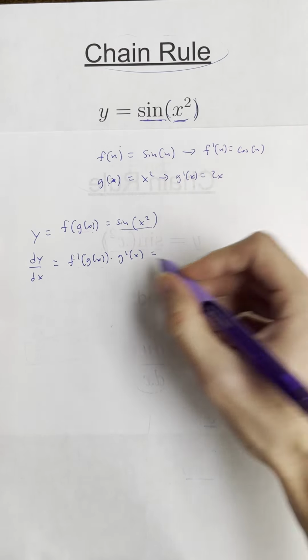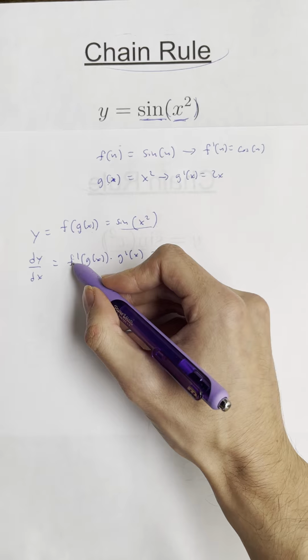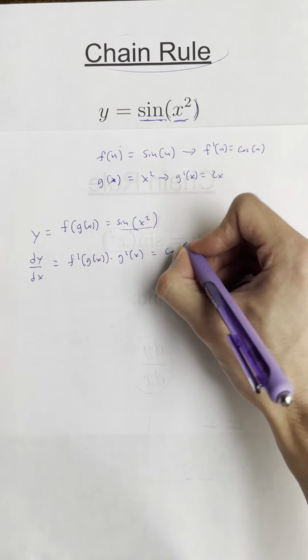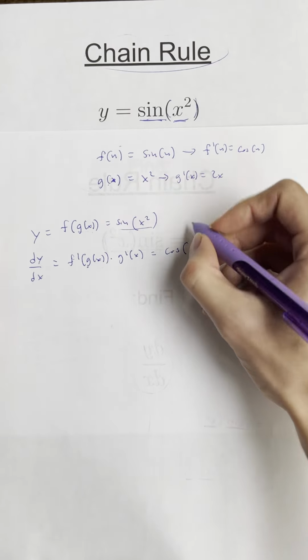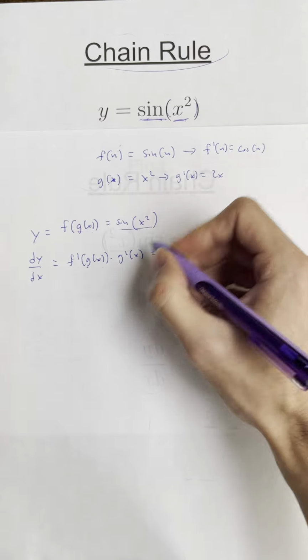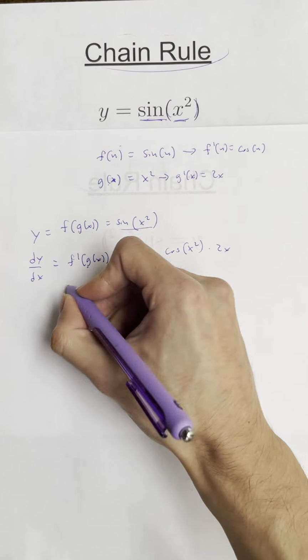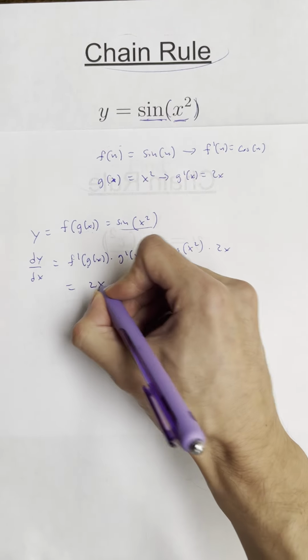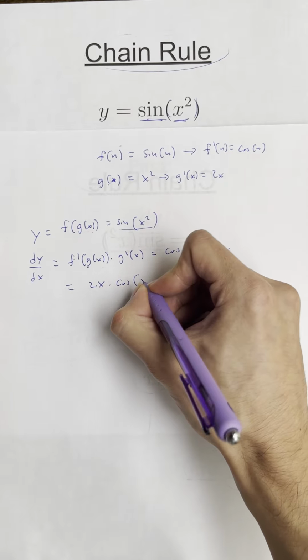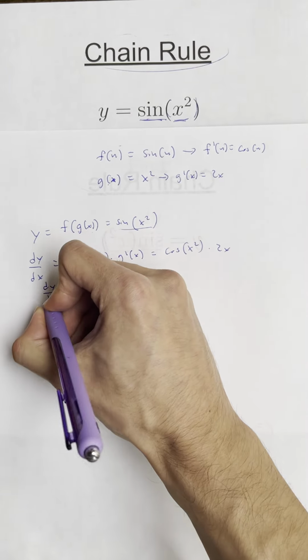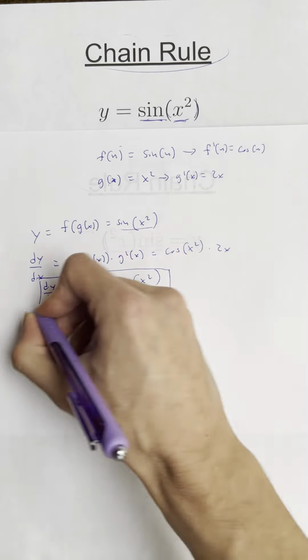2x. Okay, so going back over here, we've got f prime, cosine of g of x, times g prime of x. Okay, and I'm just going to rewrite this as 2x times cosine of x squared. This is how to show your work.